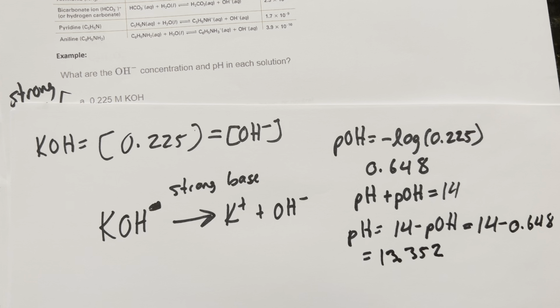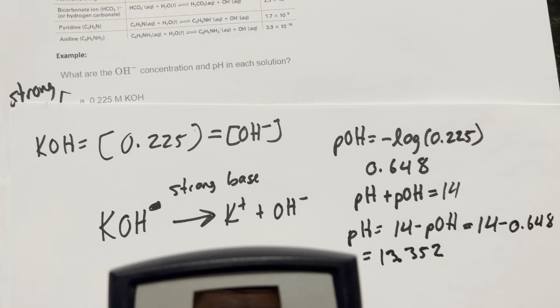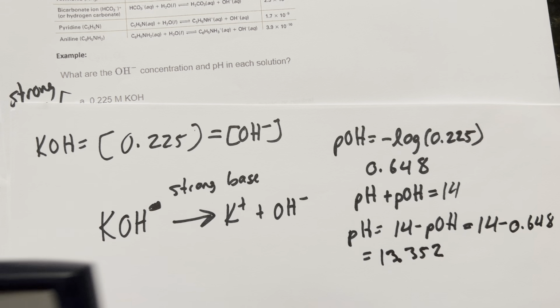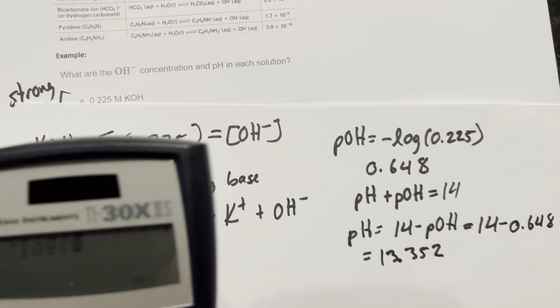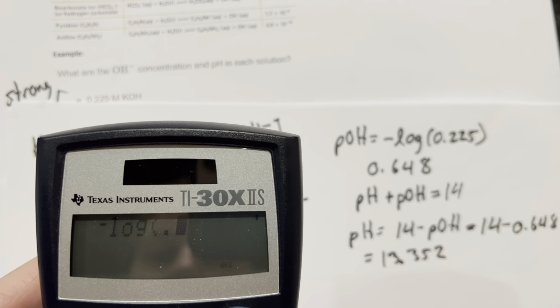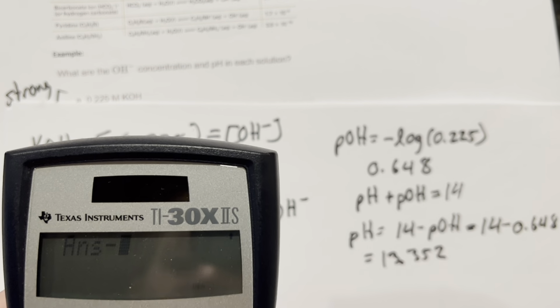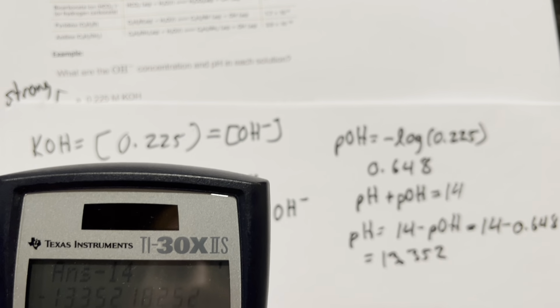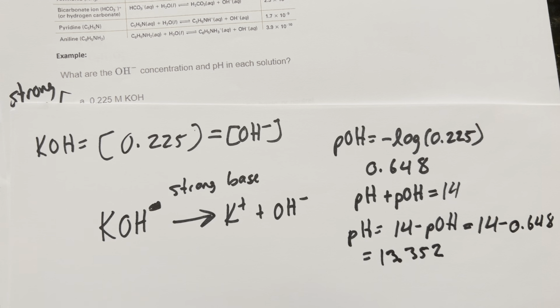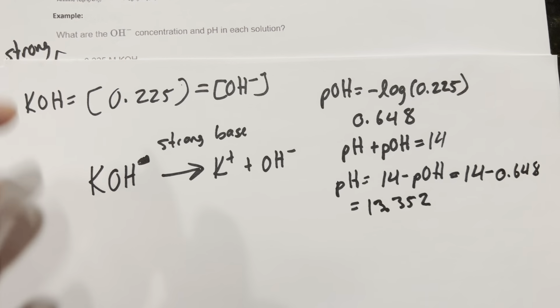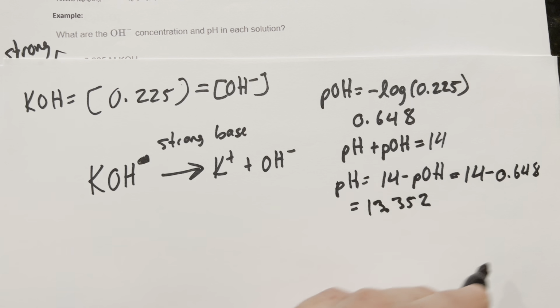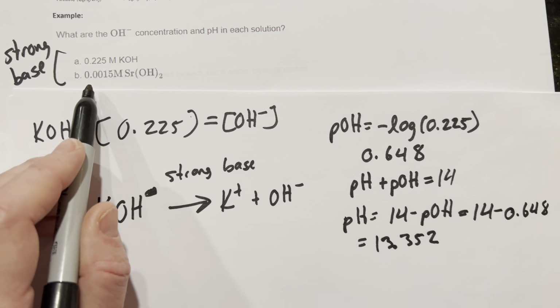5.2 is what I end up getting. Okay, I'm going to check, just because I got a different answer than mine, so I want to make sure that I did it right, took the negative log, and didn't type something in wrong. 0.225, minus 14. 13.352. Great. I'm good with that. All right, so moving on to the next problem.